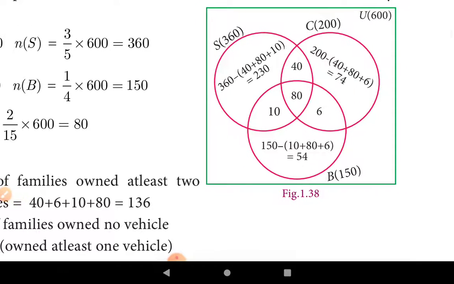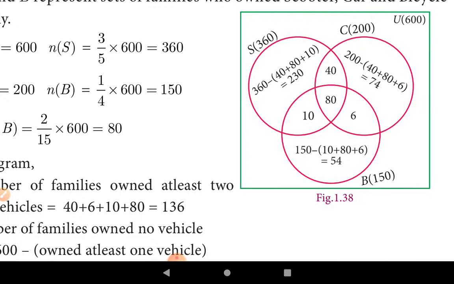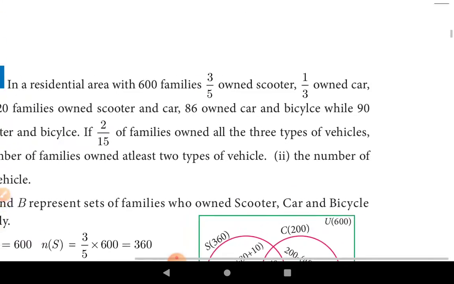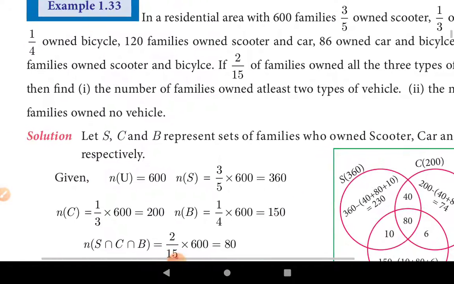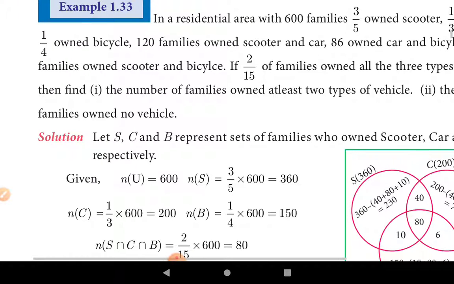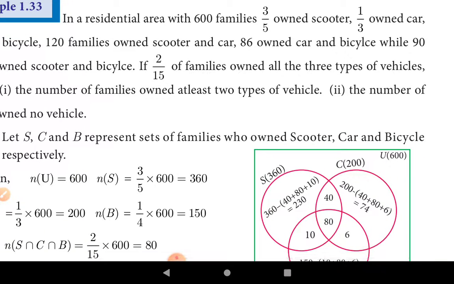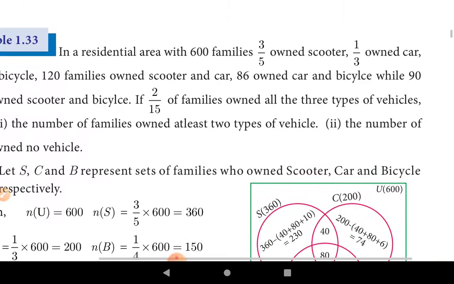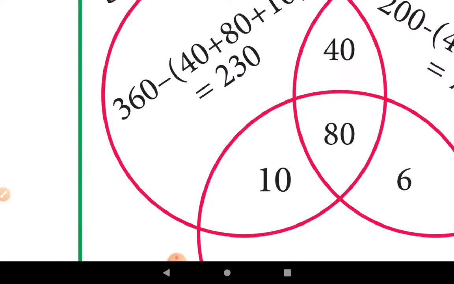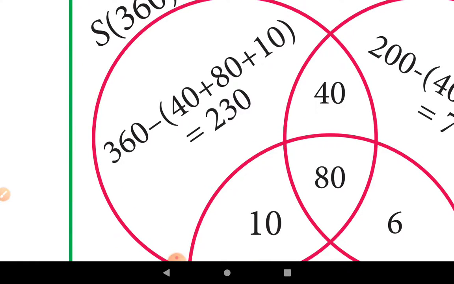Now here in the Venn diagram, we got 360 for scooter, 200 for car and 150 for bicycle. So what is the basic idea here? In the question they have given that 120 families owned a scooter and a car, 86 owned a car and a bicycle, while 90 families own a scooter and a bicycle. So just imagine I have 120 written here.